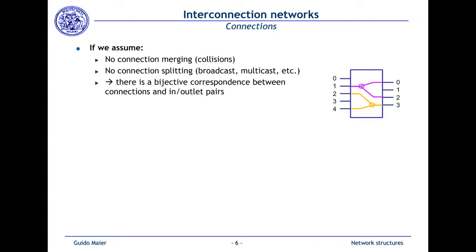Then we can also mention some restrictions on all the possibilities that are given by these devices. For example, we can assume that you cannot have inside the interconnection network connection merging or connection splitting. Connection splitting is actually a useful property, and sometimes it is required, for example, when you have to perform a multicast or broadcast, so you receive a packet and then have to replicate it on different destinations.